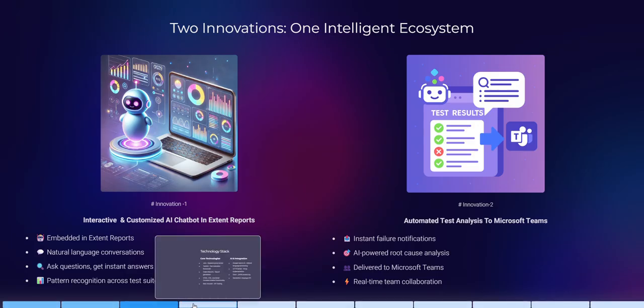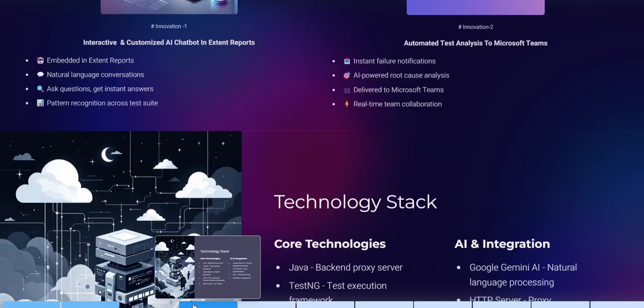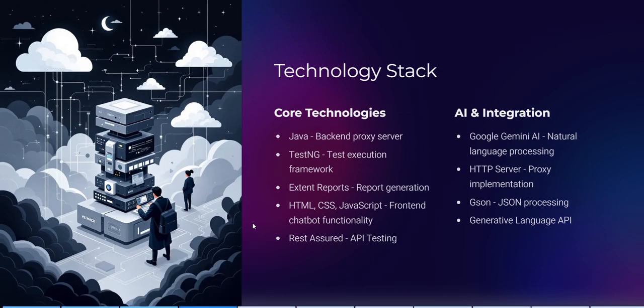So in order to implement these solutions, I used a few resources. On the back end, we use Java for our proxy server and core business logic. We are using TestNG as an open source testing framework, which provides listener hooks and controls the execution flow of the framework. And we are using REST Assured, which handles API testing. And here we are integrating with Extent Report. And with the help of HTML, CSS, and JavaScript, we are creating a chatbot interface.